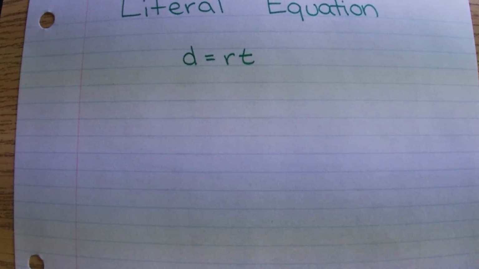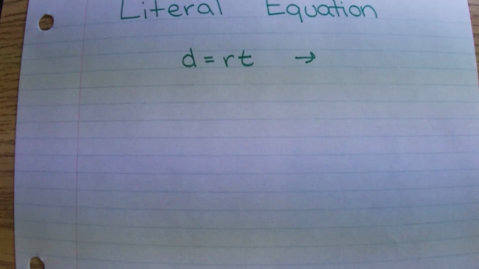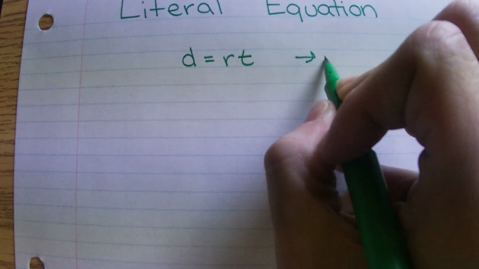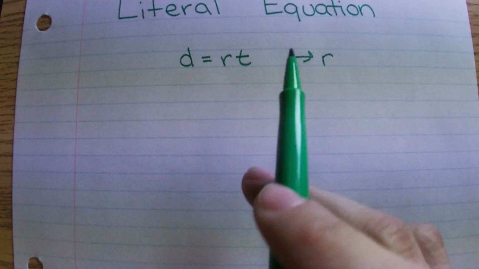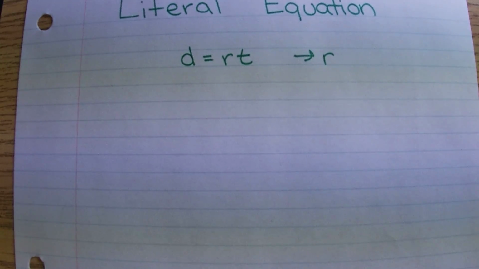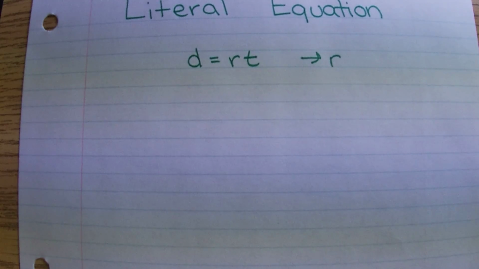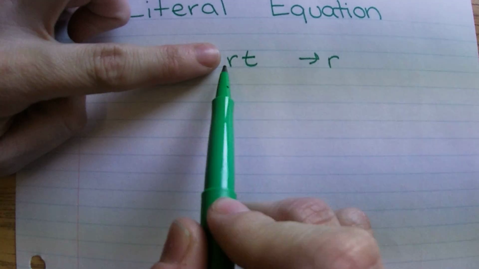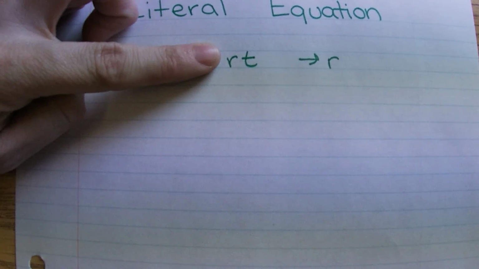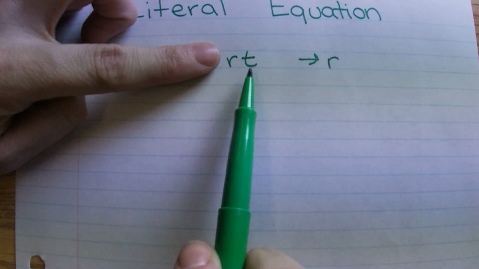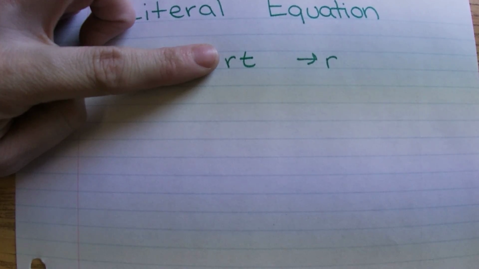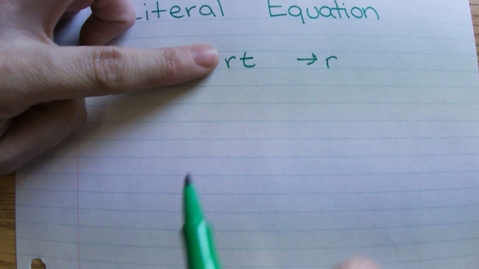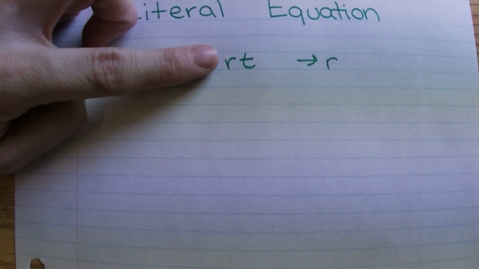So if we stick with that idea, let's say we decide to solve this for R. So we want to get R by itself. So this means solve it for R. If we want to do that, our first decision is, if we focus on this side of the equation, what variable is over here with it? We have R and T on the same side of the equal sign, so we need to get rid of that T to get R by itself.